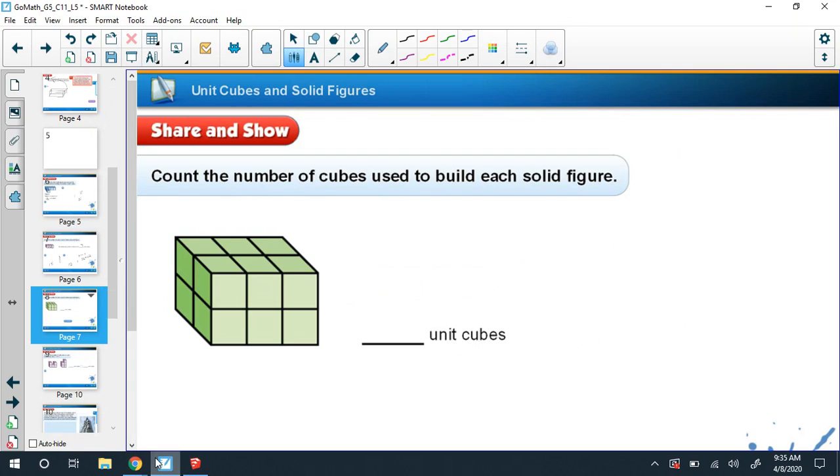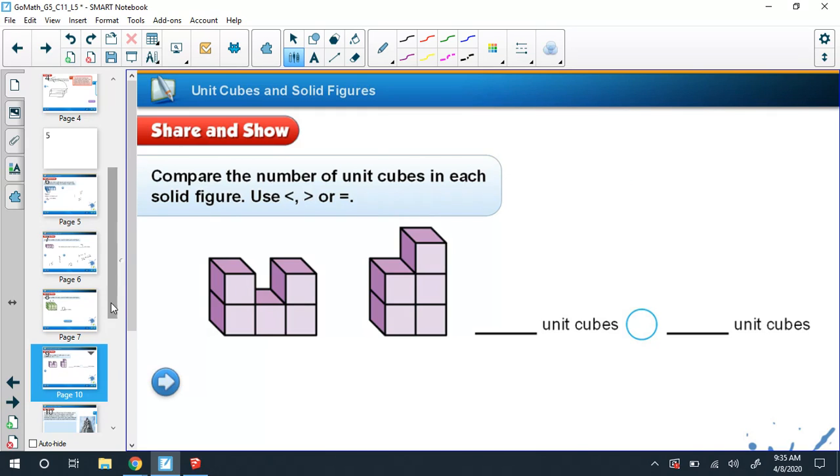All right, so back to this one. Again, if we count them all up, we can see that we have 1, 2, 3, 4, 5, 6, 7. There's a hidden one in the back here for number 8. There's another hidden one in the back here for 9, 10, 11, and 12 total units.